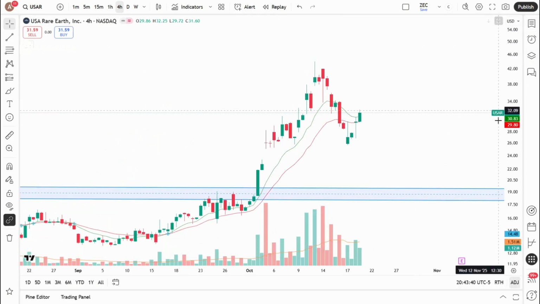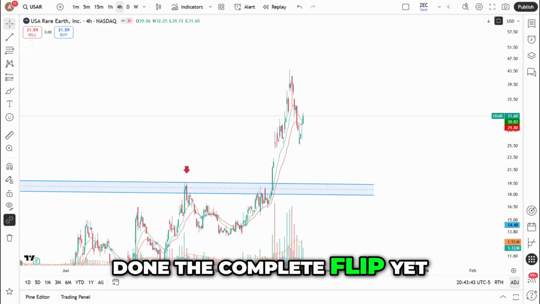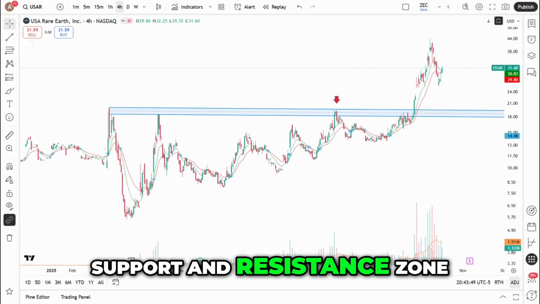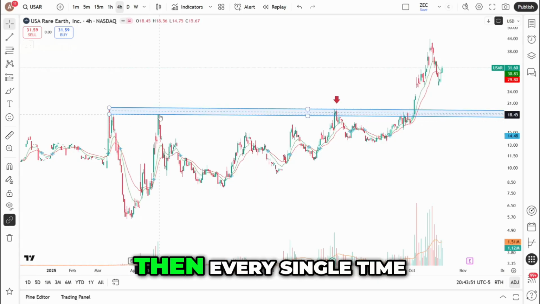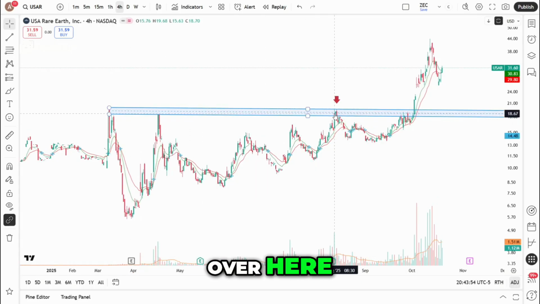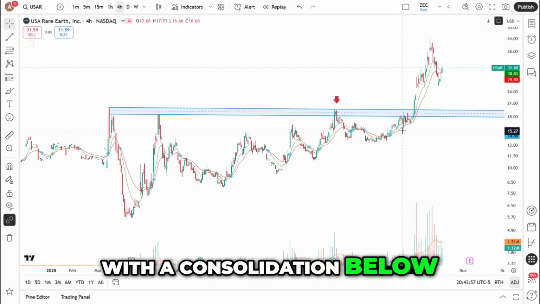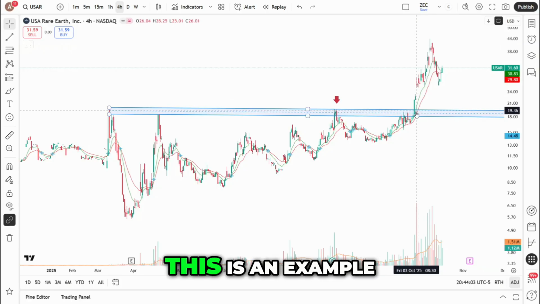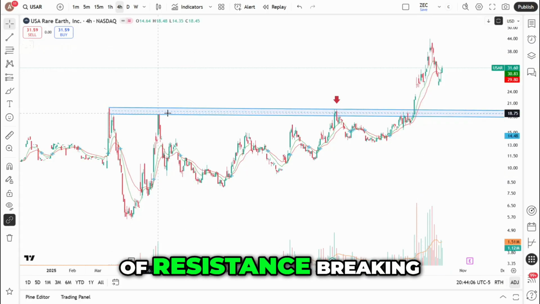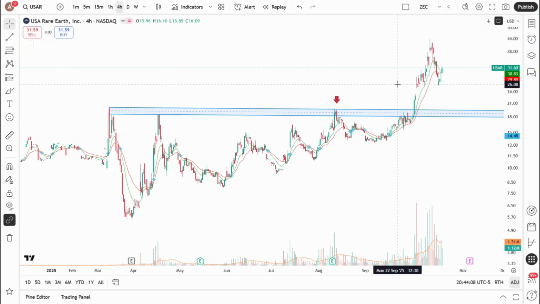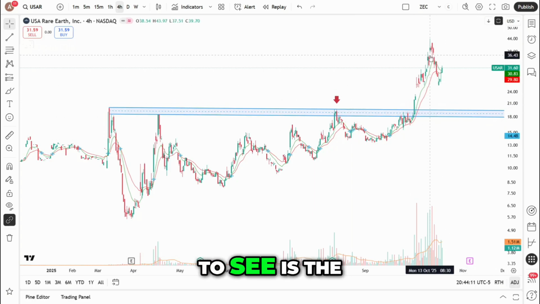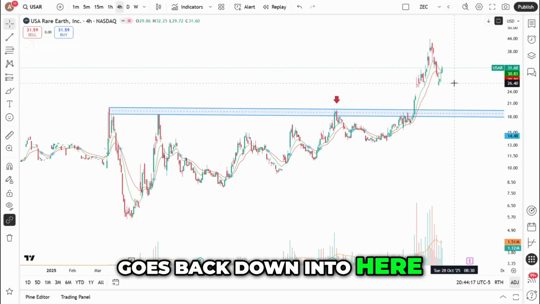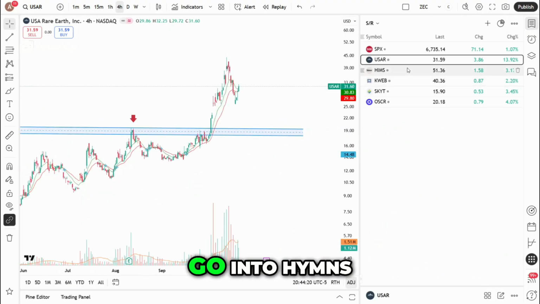So this is USAR. Now it has not done the complete flip yet, but what you can see is that we have a very clear support and resistance zone. Started over here, and then every single time it tapped into it, over here, over here, over here with a consolidation below, squeezed with the EMAs and then broke through on a high volume push up. This is an example of resistance breaking. Now, technically speaking, what you would want to see is the resistance turn into support the next time price goes back down into here.